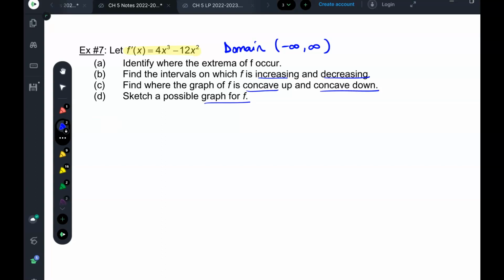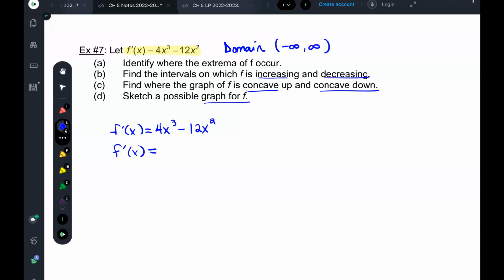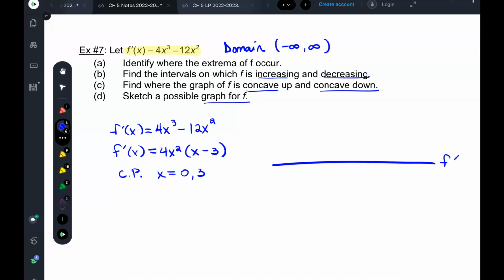It's actually easier. So if we have f prime of x, I don't want to do the derivative for parts A and B. I just want to factor and set it equal to 0, because that first step is already done for us. So what can we factor out? 4x squared, and we get x minus 3. So I have critical points, 0 and 3. So let's make a number line for f prime, negative infinity to infinity, and we want to put 0 and 3.